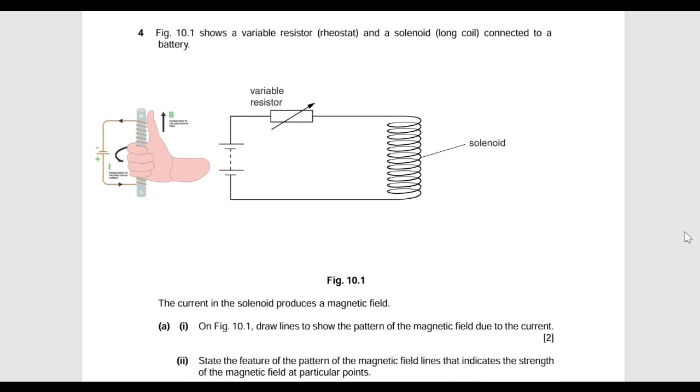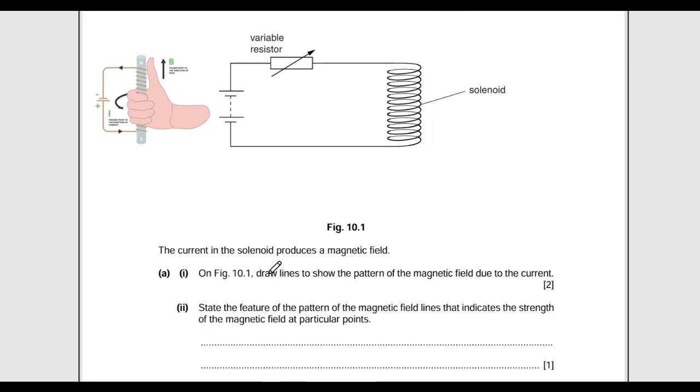So the next question says that figure 10.1 shows a variable resistor and a solenoid connected to a battery. So this is a battery and that is connected to a variable resistor, and the variable resistor is something the resistance of which we can vary, and then this whole thing is connected to the negative terminal of the battery going to the solenoid.